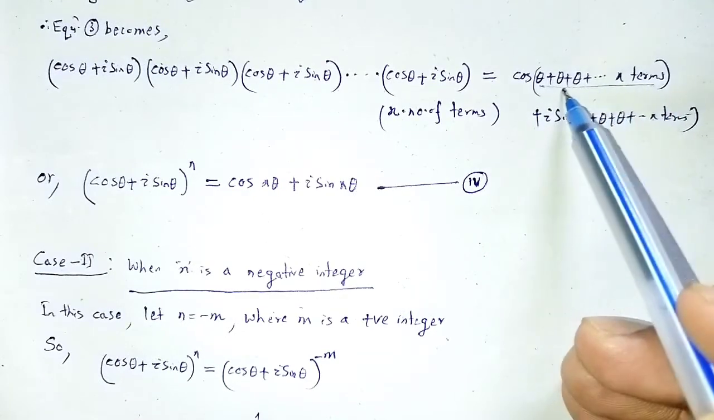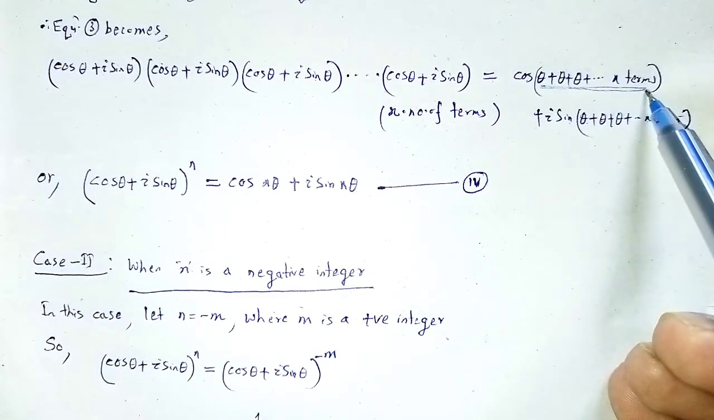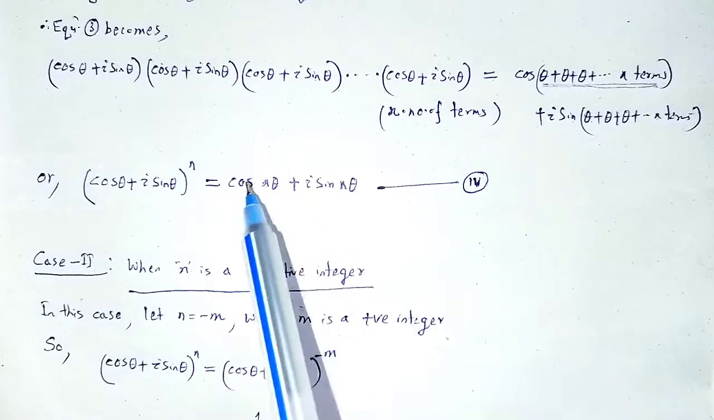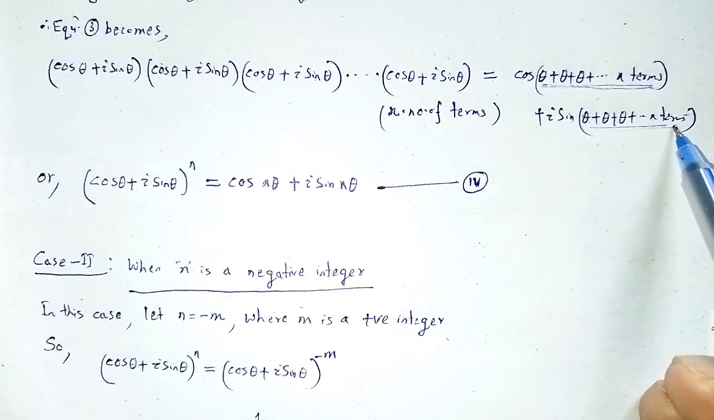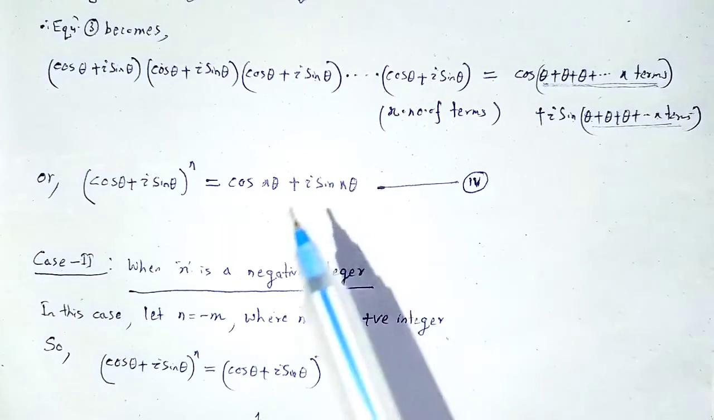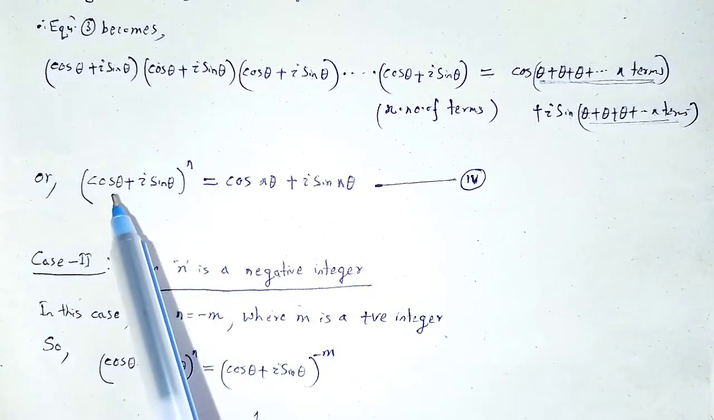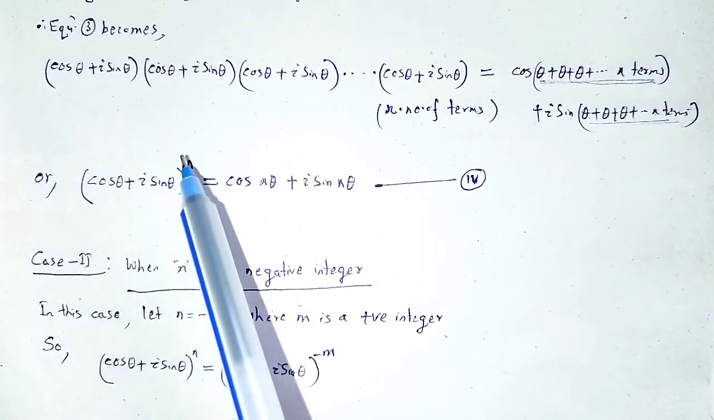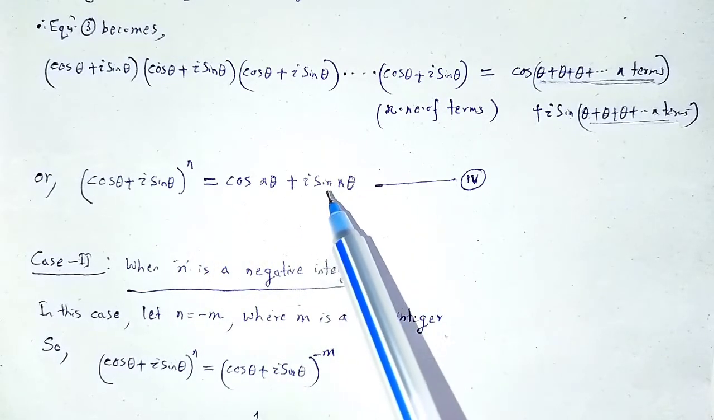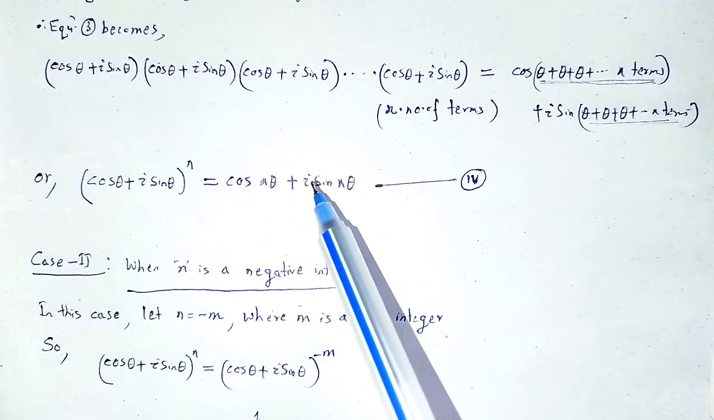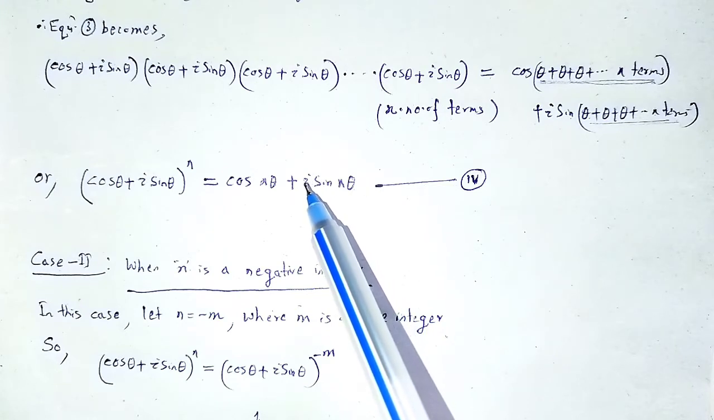Here theta is added n number of times, so it results in n theta. In this manner, (cos theta + i sin theta) to the power n is equal to cos n theta + i sin n theta, which is proved for n as a positive integer.